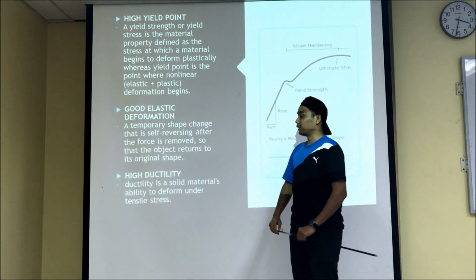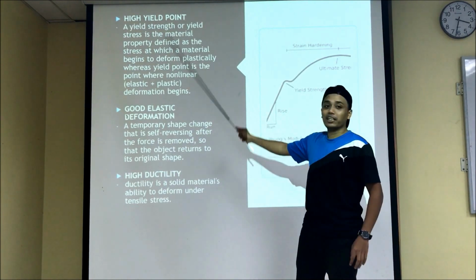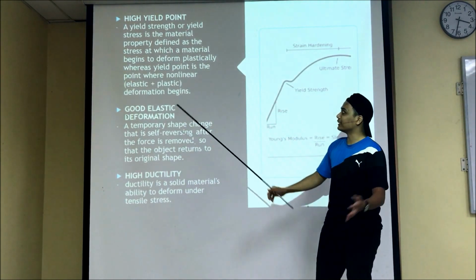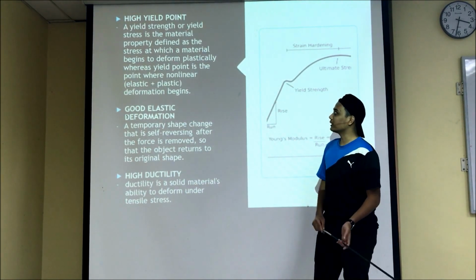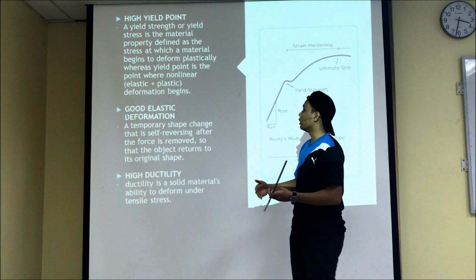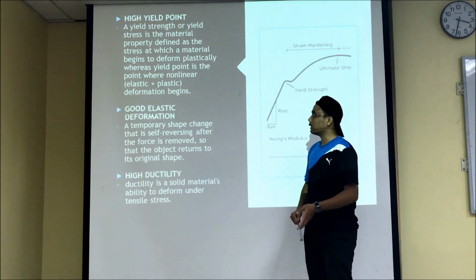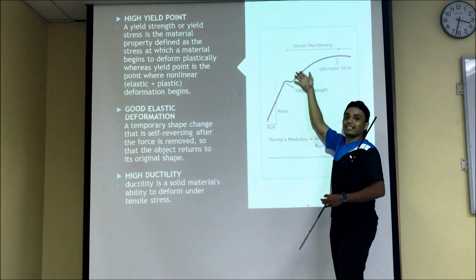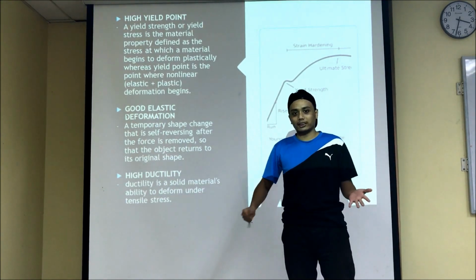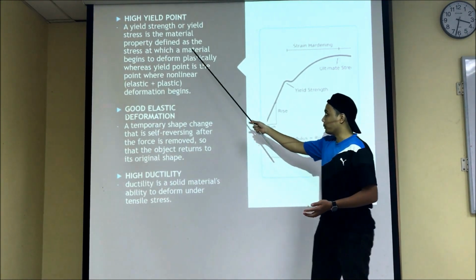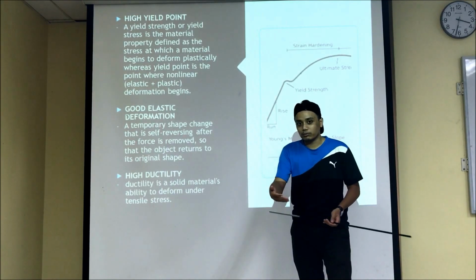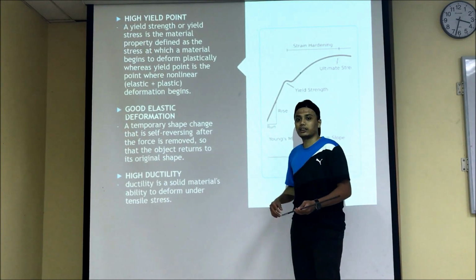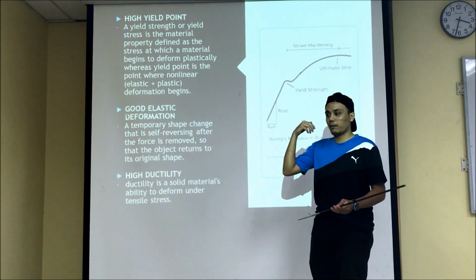Hello. So for the crankshaft, we need a high yield point. As we know, yield strength or yield stress is the material property defined as the stress at which a material begins to deform plastically, and the yield point is where the non-linear part separates the plastic and the elastic part. In the crankshaft, we need this property as it undergoes many processes, and the crankshaft must not change its shape after the load is pulled.